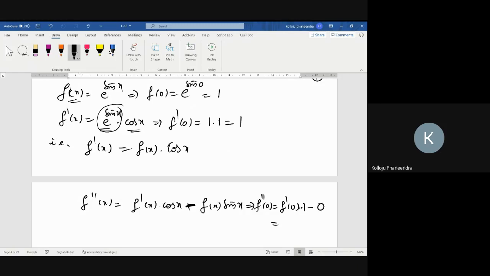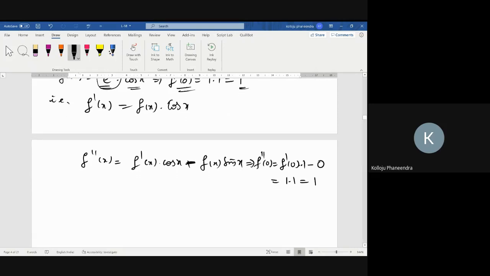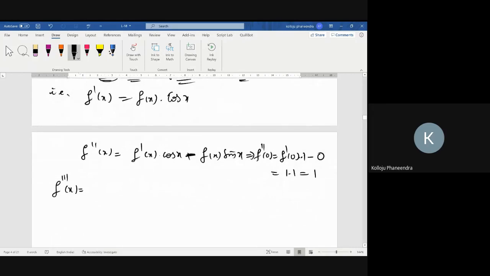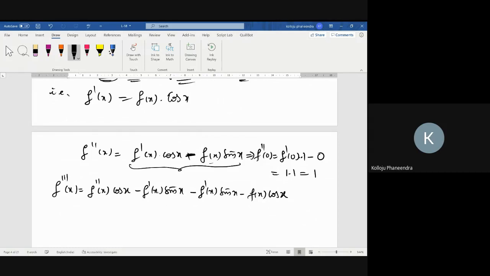What is f dash 0? Already I had f dash 0 value 1. So this is 1 into 1. This is also 1 value, right? And next one, f triple dash x. I cannot write anything directly, right? For this, one more derivative. For f double dash, cosine x as it is, minus f dash, constant, cosine x derivative minus sin x. So minus taken. Next, coming to this one, derivative of f dash x sin x minus f of x into cos x.